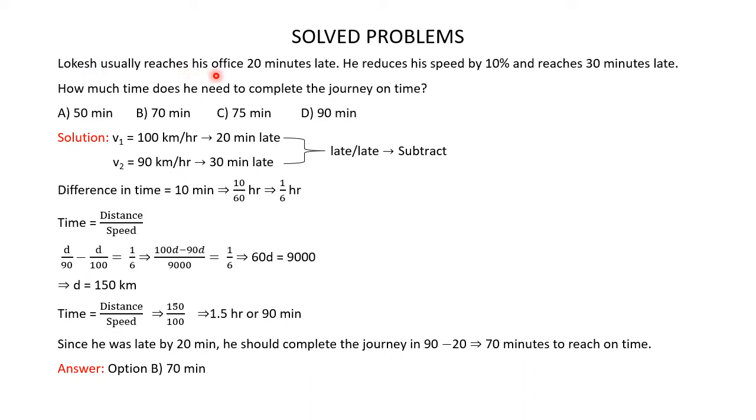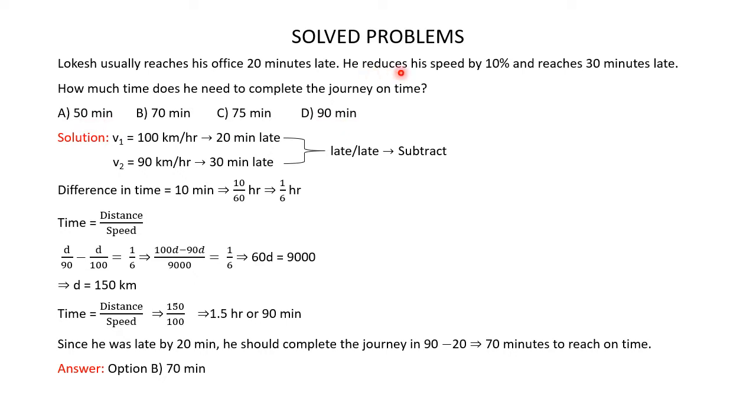Lokesh usually reaches his office 20 minutes late. He reduces his speed by 10% and reaches 30 minutes late. How much time does he need to complete the journey on time? You are given four options here and you have to find out which of these options is the correct one.